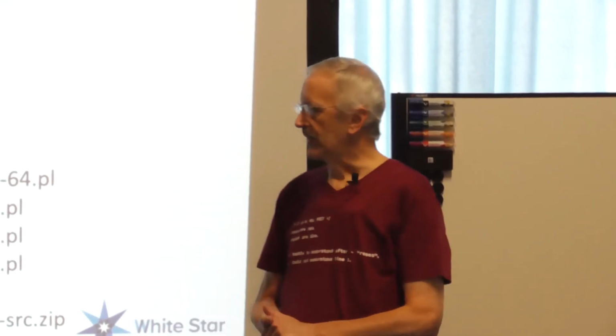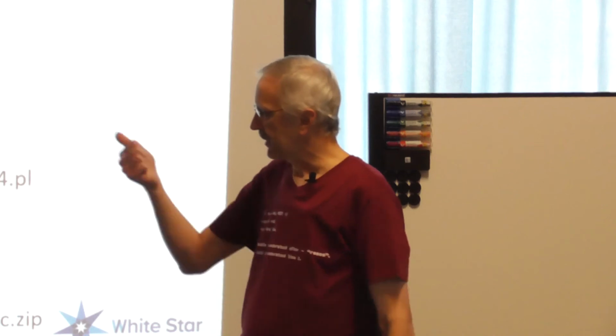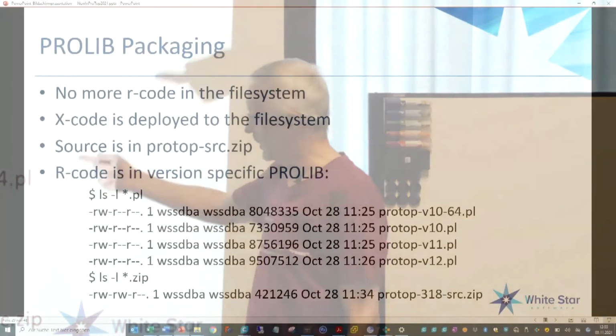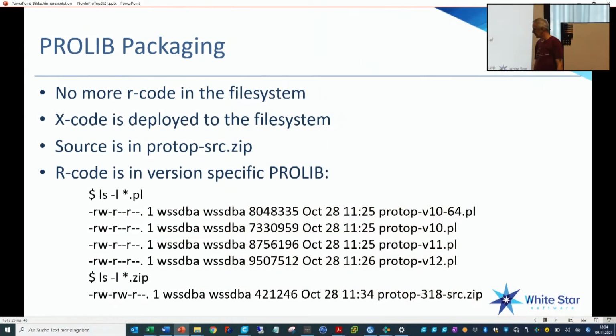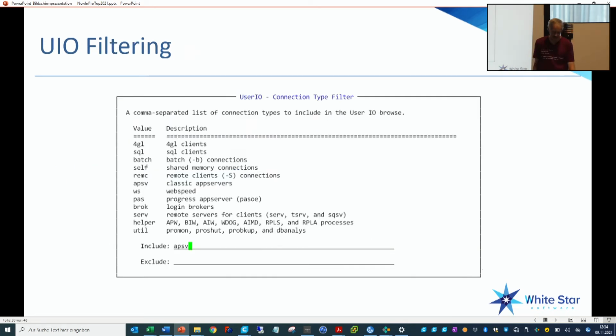We do put Xcoded source out on the file system. So if you would prefer to run that rather than the ProLibs, you can do so. The source is still distributed, but it's in protopsource.zip. So you can take a look at anything you want. You just have to crack that zip file open. The R code, as I mentioned, is in the version-specific ProLibs. So that's what all that looks like. Much simpler in terms of being able to support the on-disk side of things.